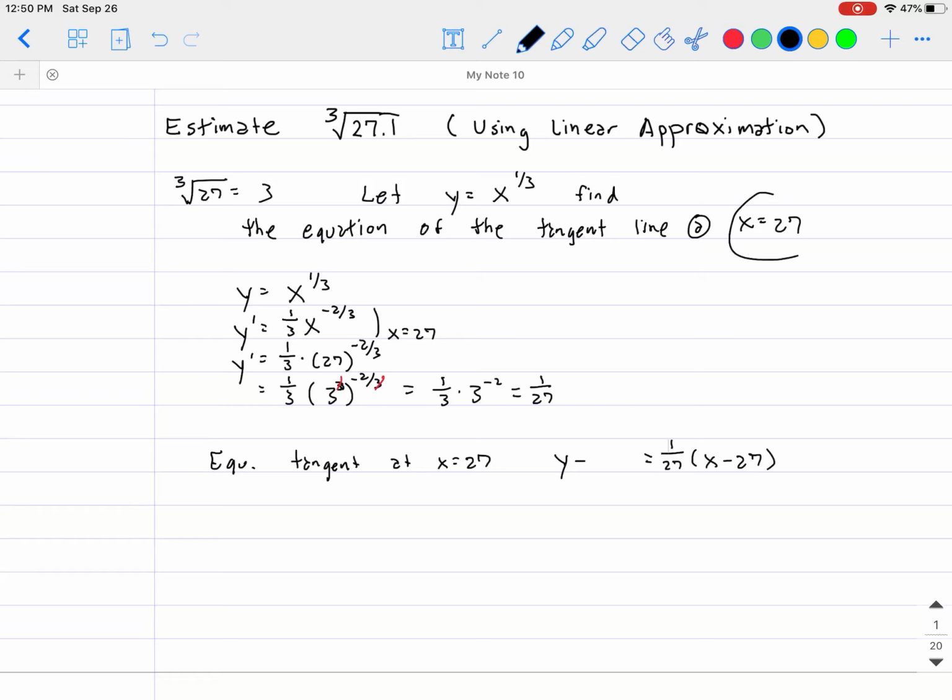I'm going to solve for it by plugging x = 27 into my equation. So y is equal to 27 to the power of 1/3, which we said we know how to solve for. That's equal to 3. So there it is. That's my tangent then. Now, remember, the idea here is to estimate what the cube root of 27.1 is.